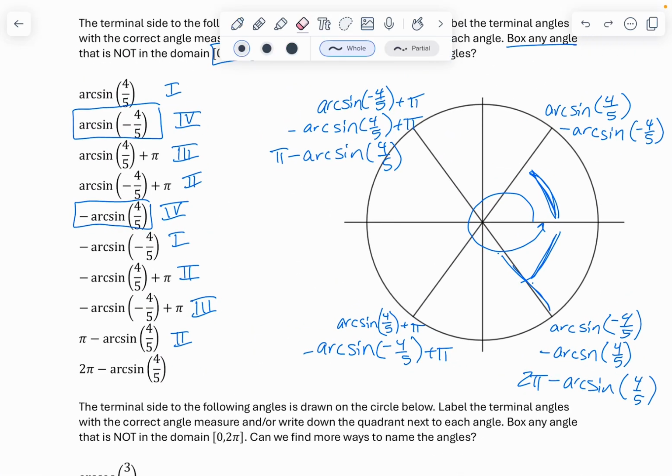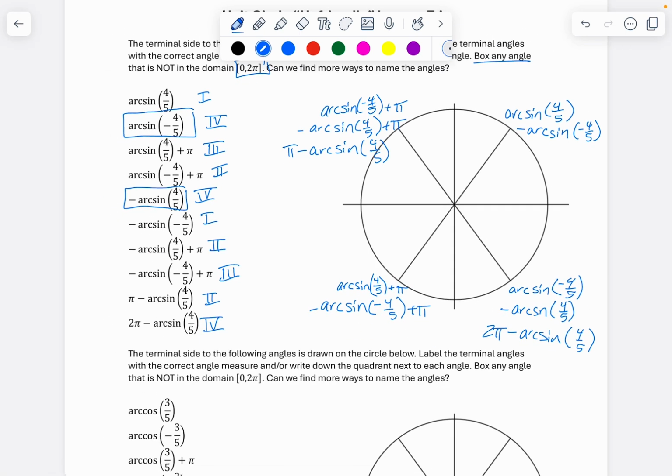Let me erase some of this clutter. I forget that it doesn't stay on the eraser, and different things I erase different ways. Okay, I didn't write it down, but that was quadrant 4. And that would be between 0 and 2 pi.